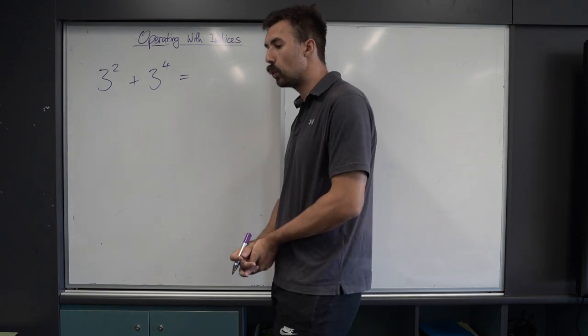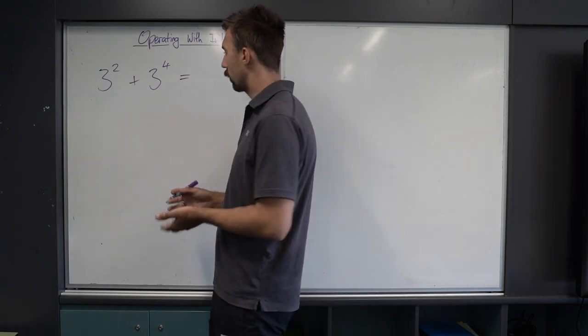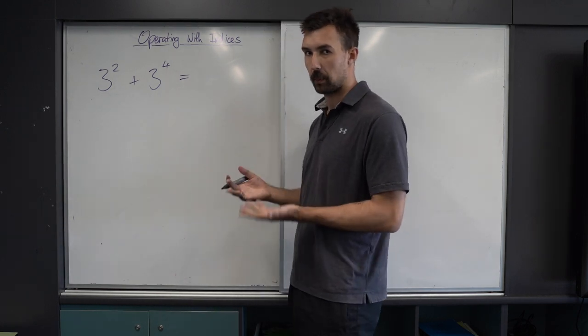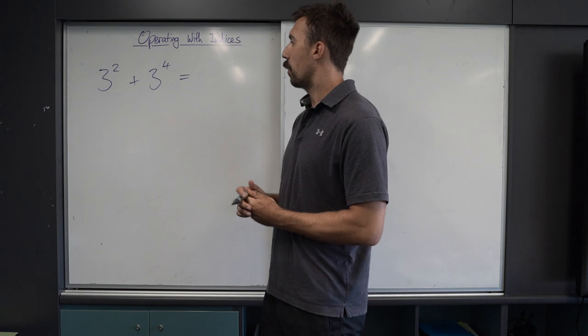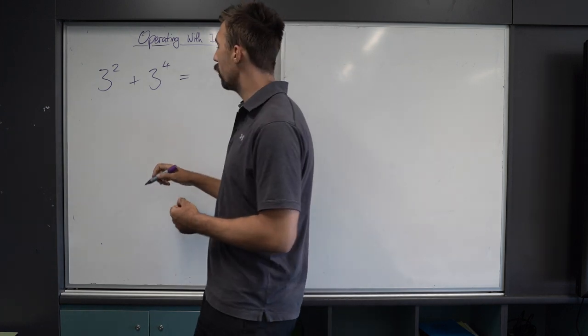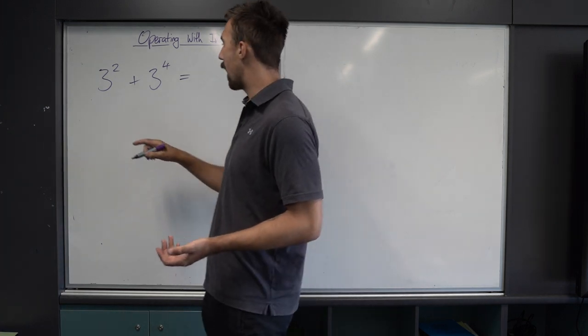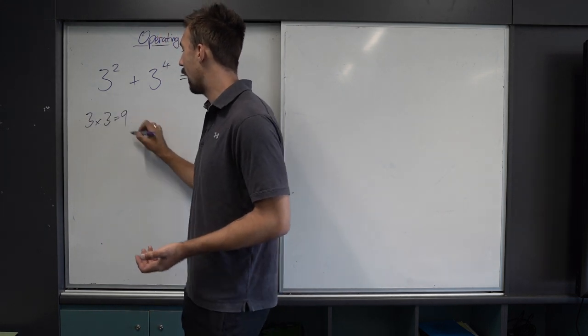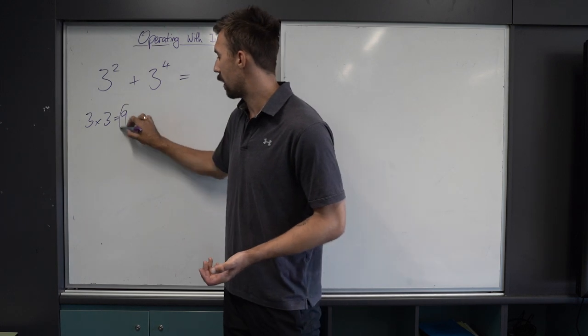What do we do? So for this one, we can evaluate it. We can just get it correct, all right? So with 3 to the power of 2, we use BIMDAS. So 3 to the power of 2 is also known as 3 times 3, which equals 9, okay? So that's our first number.